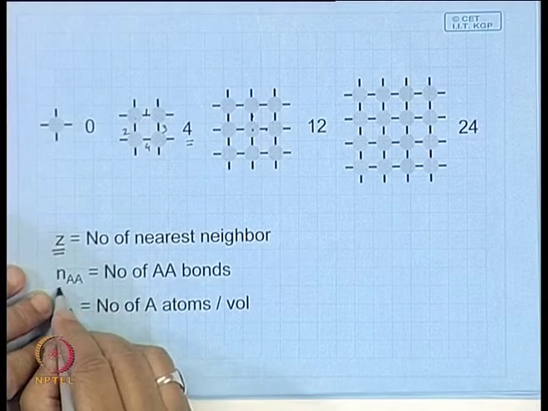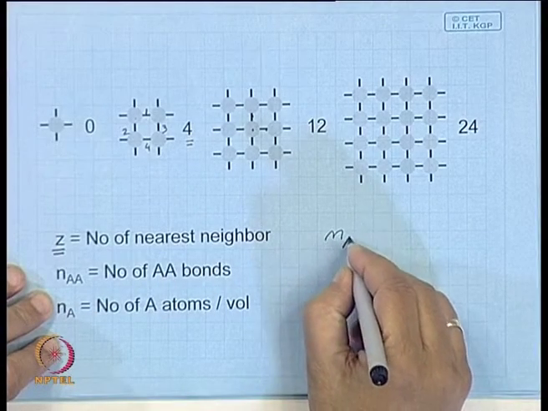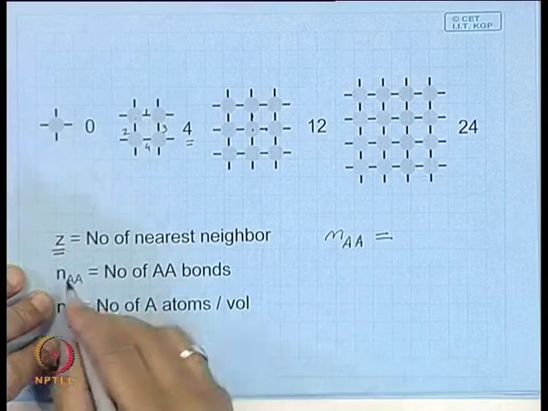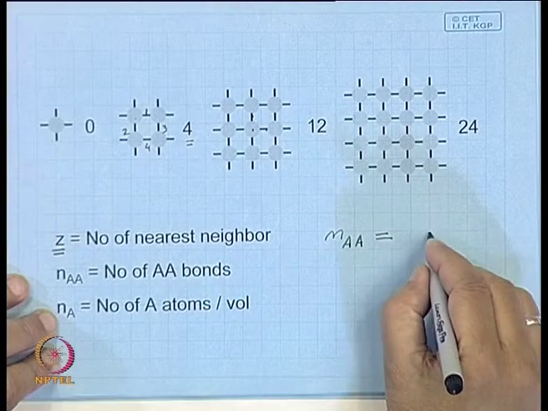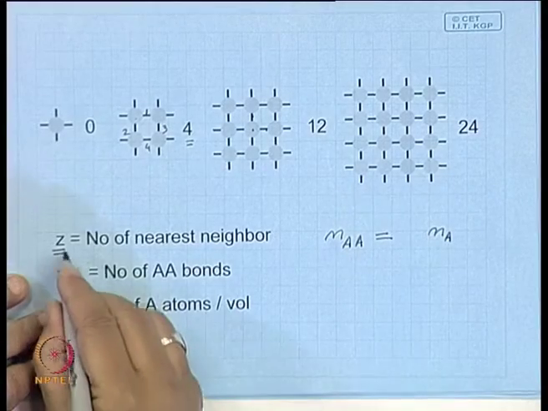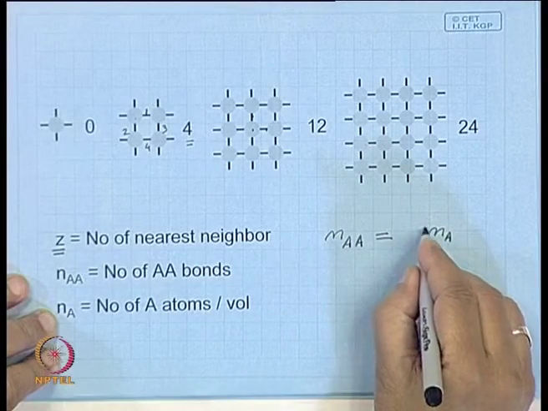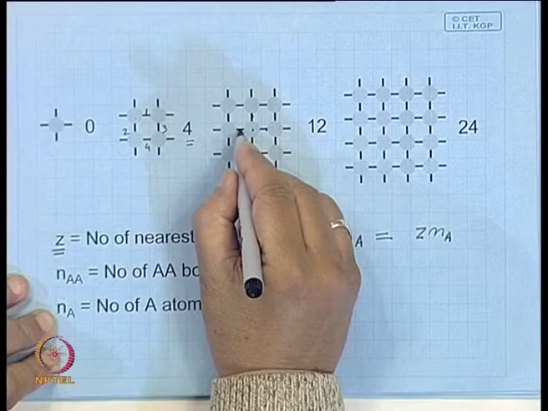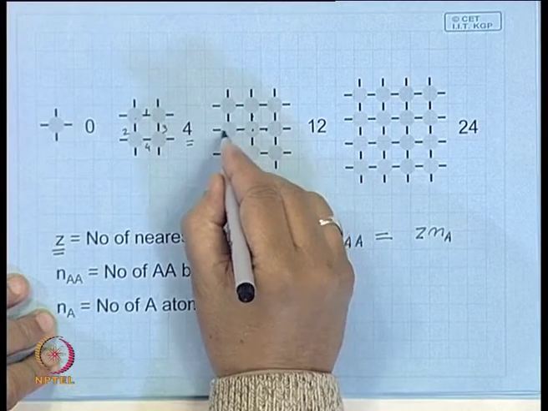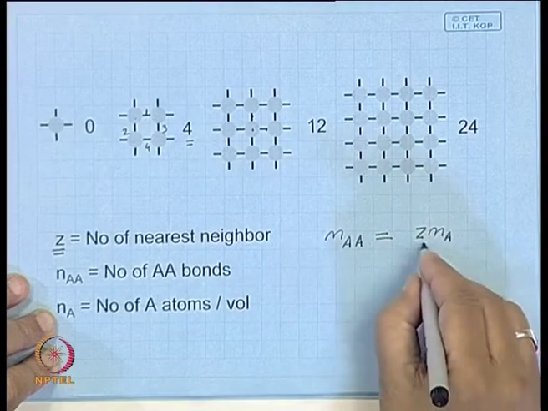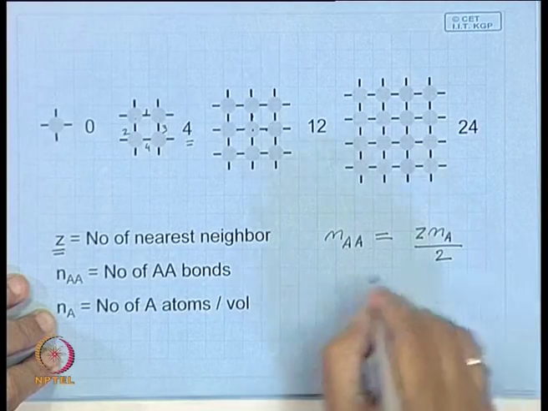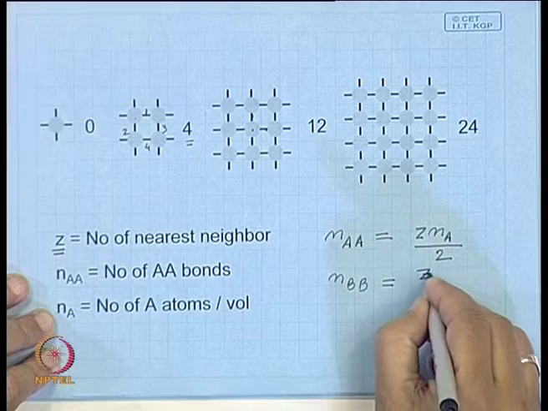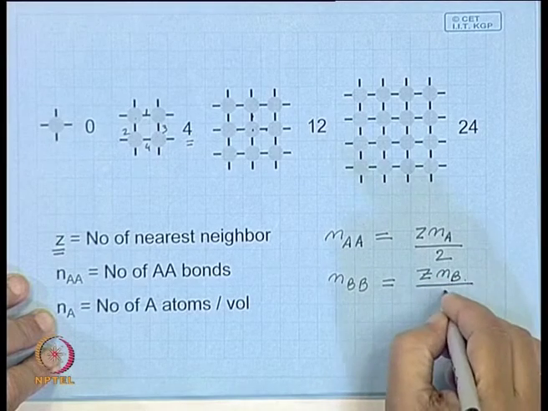Then how do you calculate NAA, that is the number of AA bonds? If you have NA number of A atoms, each has coordination number Z. So Z times NA, there will be so many bonds, but when bond formation actually takes place, this is counted twice. So the number of AA bonds will be Z NA over 2. Similarly, you can find the number of BB bonds, this will be Z times NB over 2.